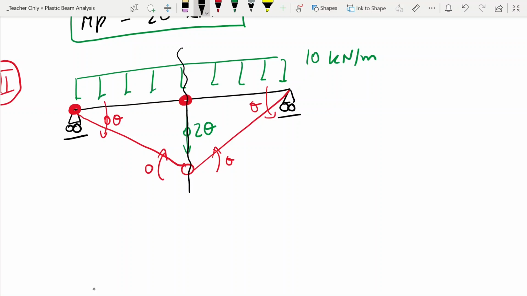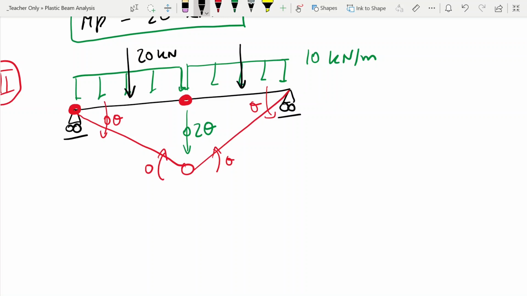So what we're going to do is assume that instead of having one UDL of 10, we have 2 UDLs acting at each half on its own. Now, if that is the case, we know that this load here in the middle will be 10 times 2, which is just 20 kilonewton.